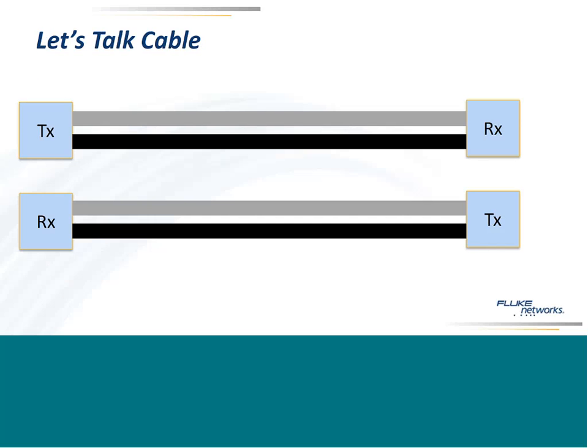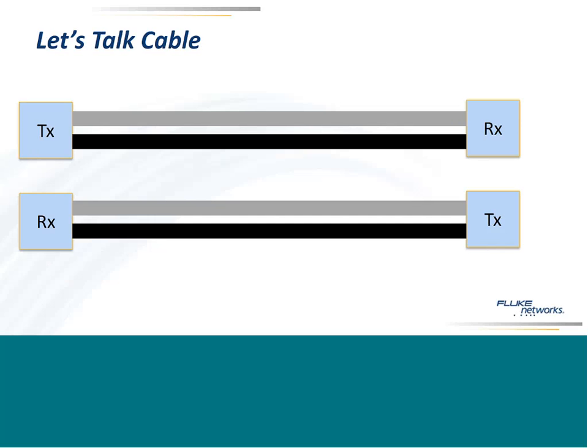So let's talk about cable. Let's talk about transmission line theory. So the way cabling works, in most instances, this is a simple example. This is, say, a good example for 10BASE-T. You've got two pairs. So the gray line indicates one wire and the black line represents another.